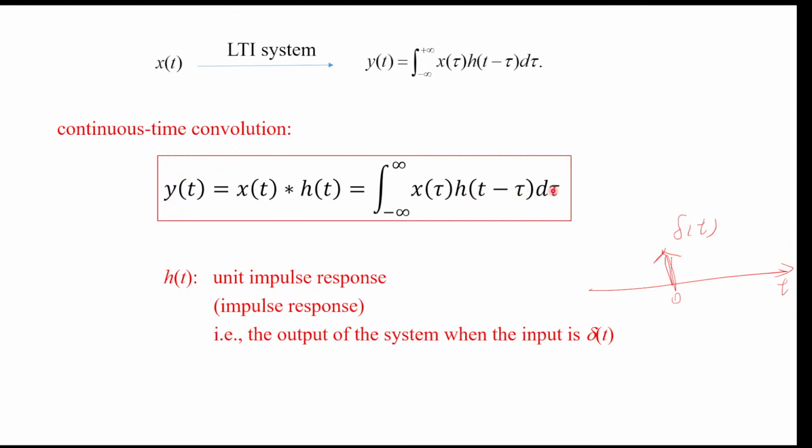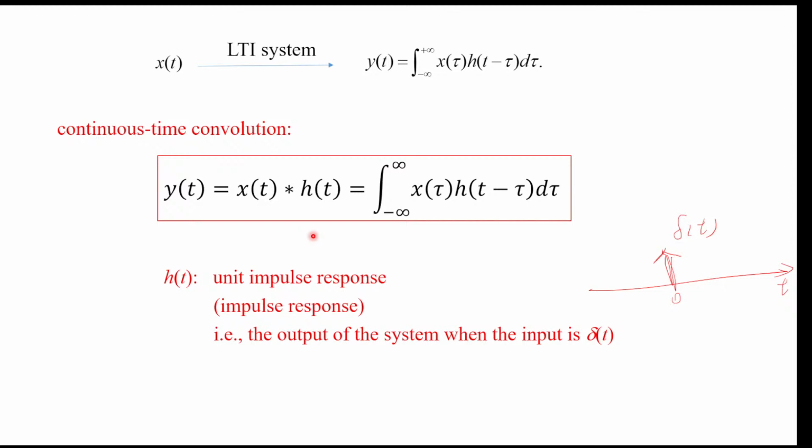Once again, h of t is the unit impulse response function, and it's the output of the system when the input is delta of t. Now this response function is a bit funny, because it's a response to delta of t, which is not a very well behaved signal. It is an infinite spike at t equals 0. But anyway, this is how we define things, and this is the convolution integral we will do.